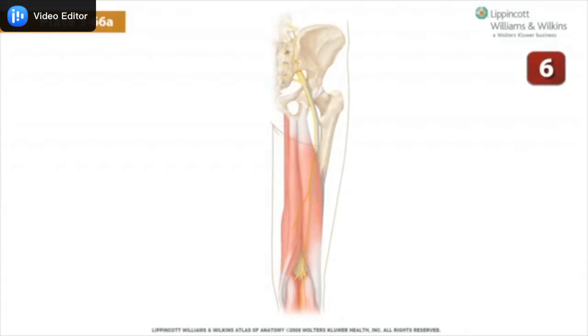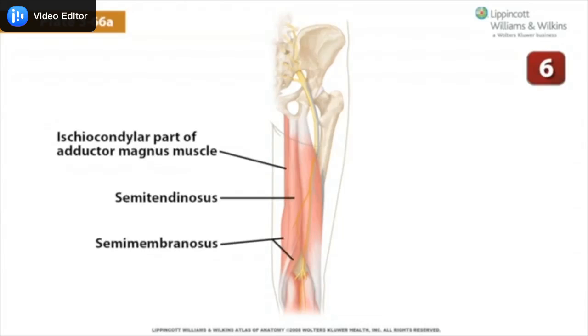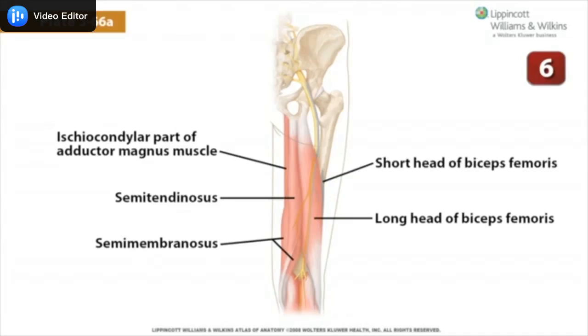Let's summarize the actions and innervation of the muscles of the posterior compartment. Consider that there are 5 muscles in this compartment when the heads of the biceps are considered separately. 4 of the 5 muscles cross the hip joint and are extensors of the hip joint. They are the ischiocondylar part of the adductor magnus, the semitendinosus, the semimembranosus, and the long head of the biceps femoris. Only the short head of the biceps does not extend the hip.